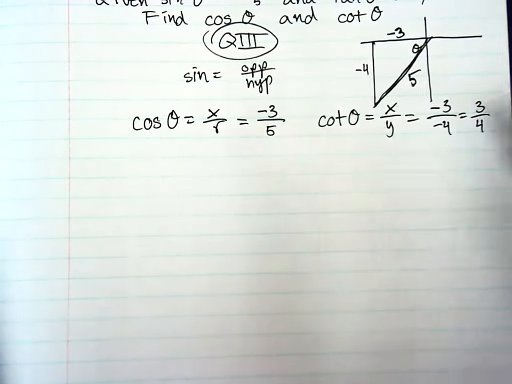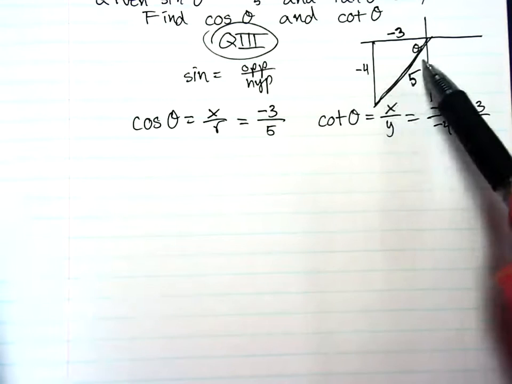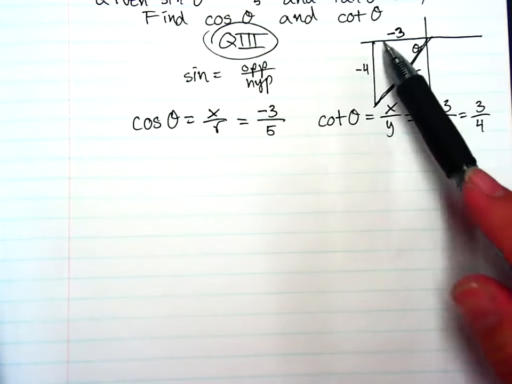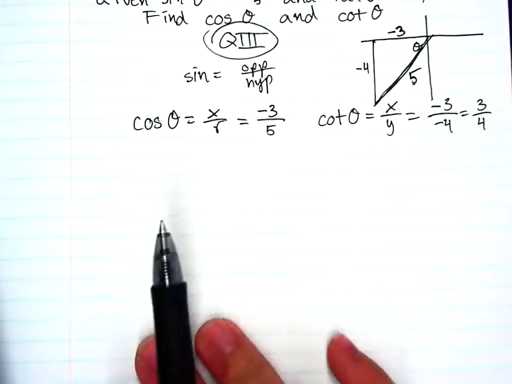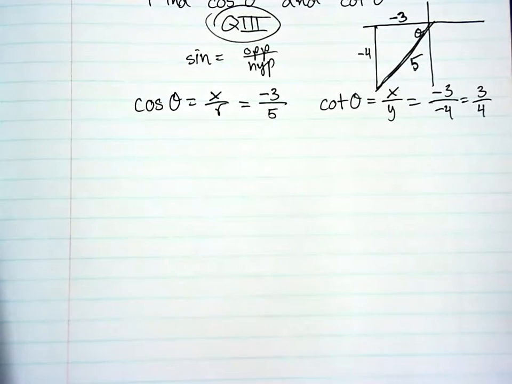Now what you should notice is that cotangent theta also ends up being positive in here. So basically, sine and cosecant are positive in the same area, and cosine and secant are positive in the same area, right? Because they're basically the same thing, just reciprocal, right?